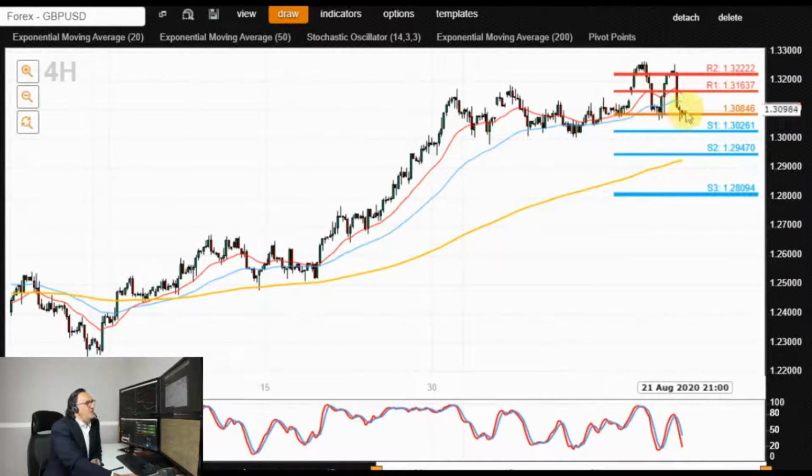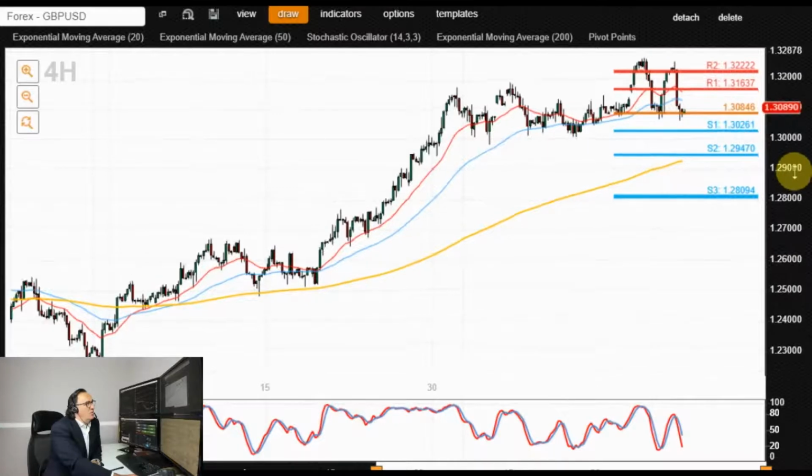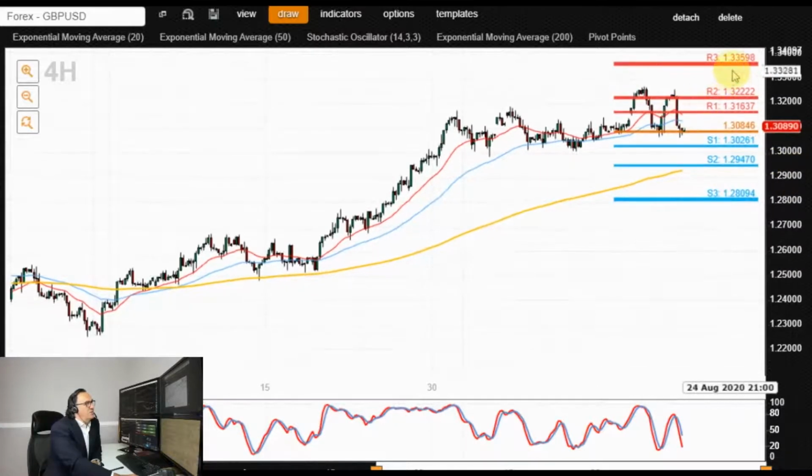80 at the moment. Either a rally from here and a breakout above these current resistances could open the way for an extension to the upside towards 1.33, 1.3360, 1.34, 1.35 to the upside, therefore further dollar weakness.